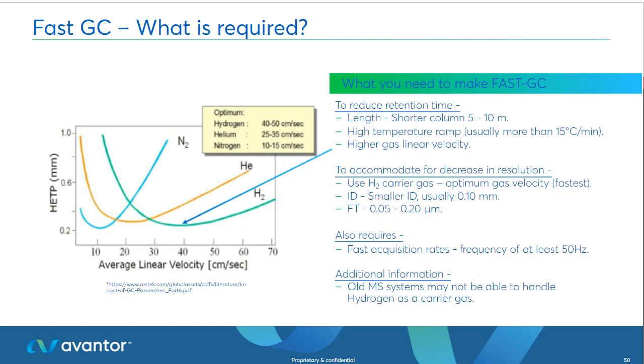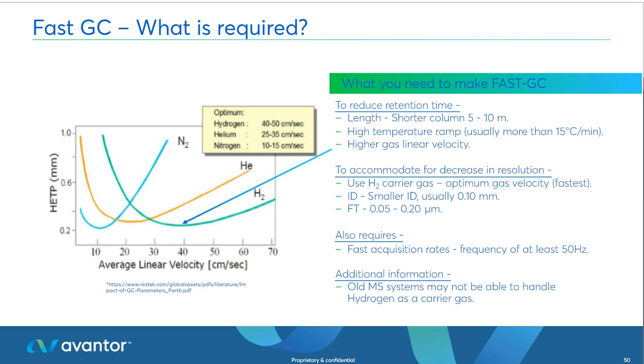So what is required to achieve FastGC? First of all, we need to reduce the retention time. So the length of the column needs to be shorter, 5 to 10 meters. High temperature ramp, so we need to have it at 15 degrees per minute or more. And then we need a higher gas linear velocity. And we discussed this earlier in the presentation, how hydrogen is much more suitable for FastGC as we can increase the carrier gas linear velocity without sacrificing the column efficiency and the results of the chromatography.